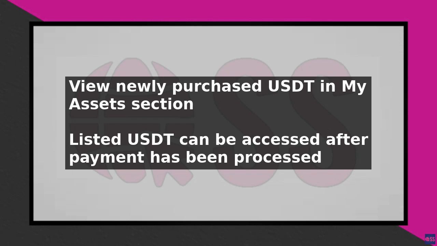Once you have specified the amount, you can click Buy USDT and complete the purchase using one of the accepted payment methods. After the payment has been processed, you can view your newly purchased USDT by navigating to the My Assets section, where it will be listed.